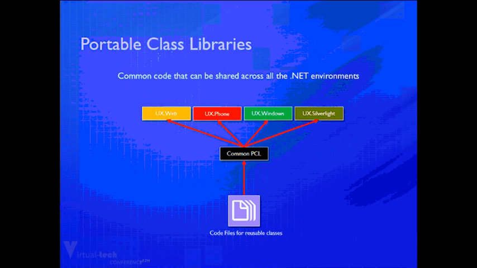This is how the portable class library basically works. We have a single code file for all the reusable classes, which will talk to the common PCL. The PCL library will act as a single library file for the different platforms like Silverlight, Windows Phone, or Web. Wherever we have the option, we can reference this library and use it across the different platforms. That's why we can say it's the common code shared across the multiple .NET environments.